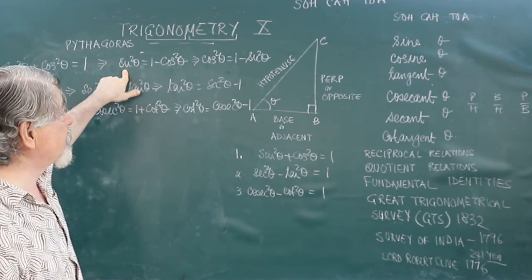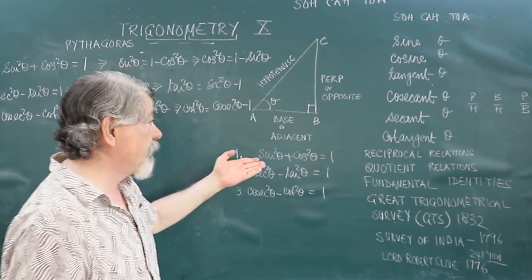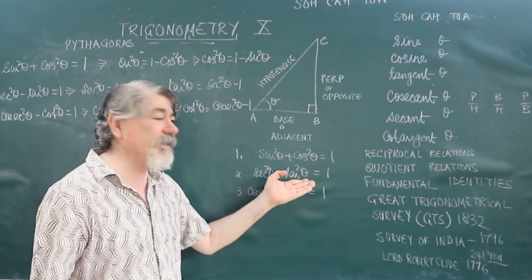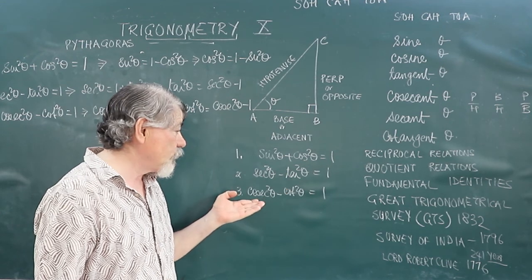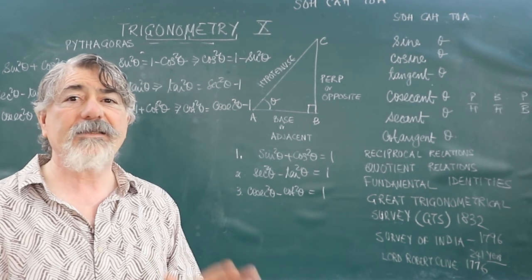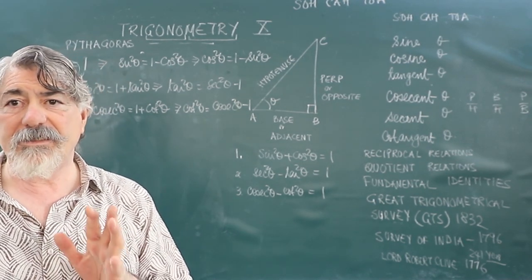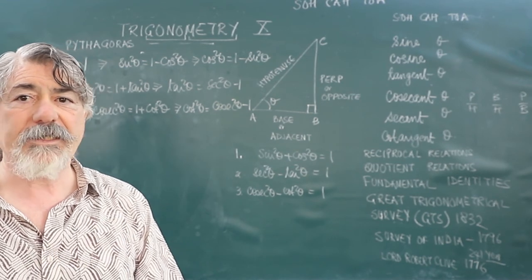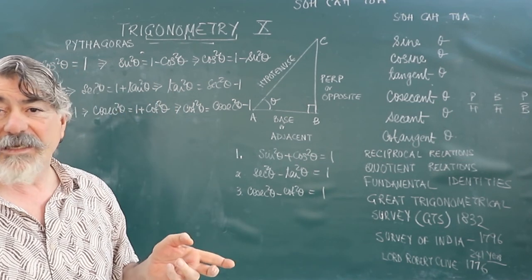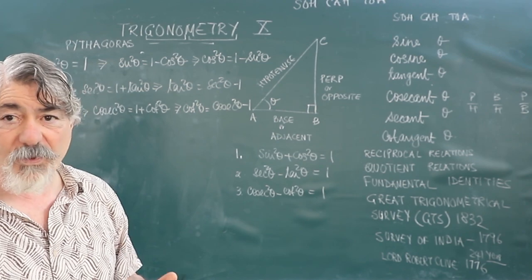Here sin square theta is there. Here cos square theta is there. Basically, the three formulas are written here. Sin square theta plus cos square theta is 1. Sec square theta minus tan square theta is 1. And cosec square theta minus cot square theta is 1. So basically, these are three fundamental identities, and then we can get more relations out of these identities. That is all we have to do.